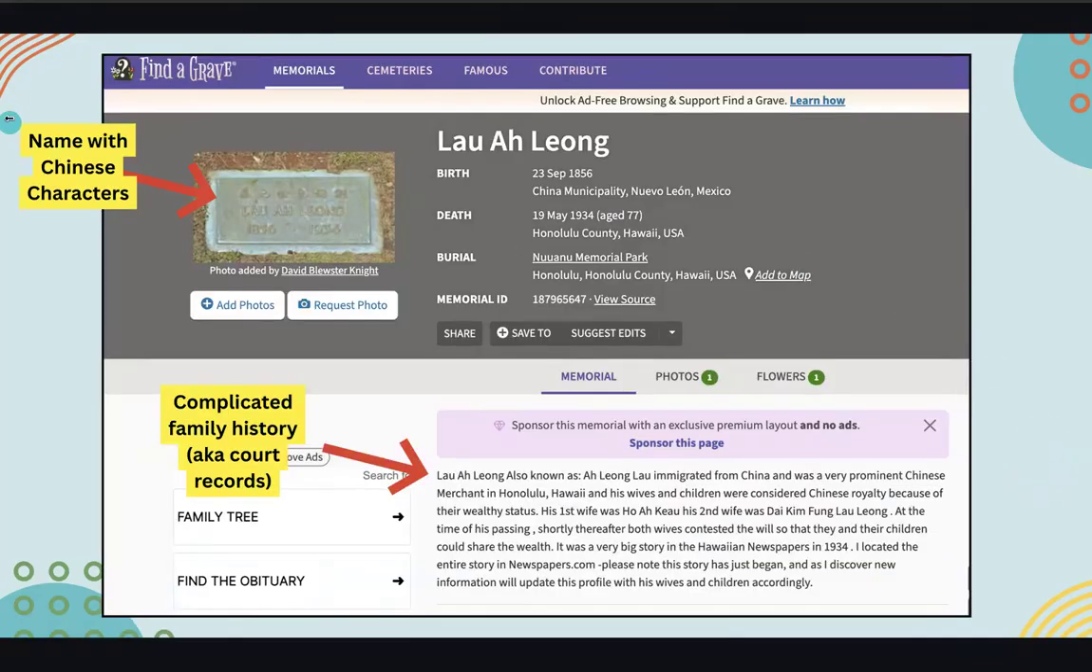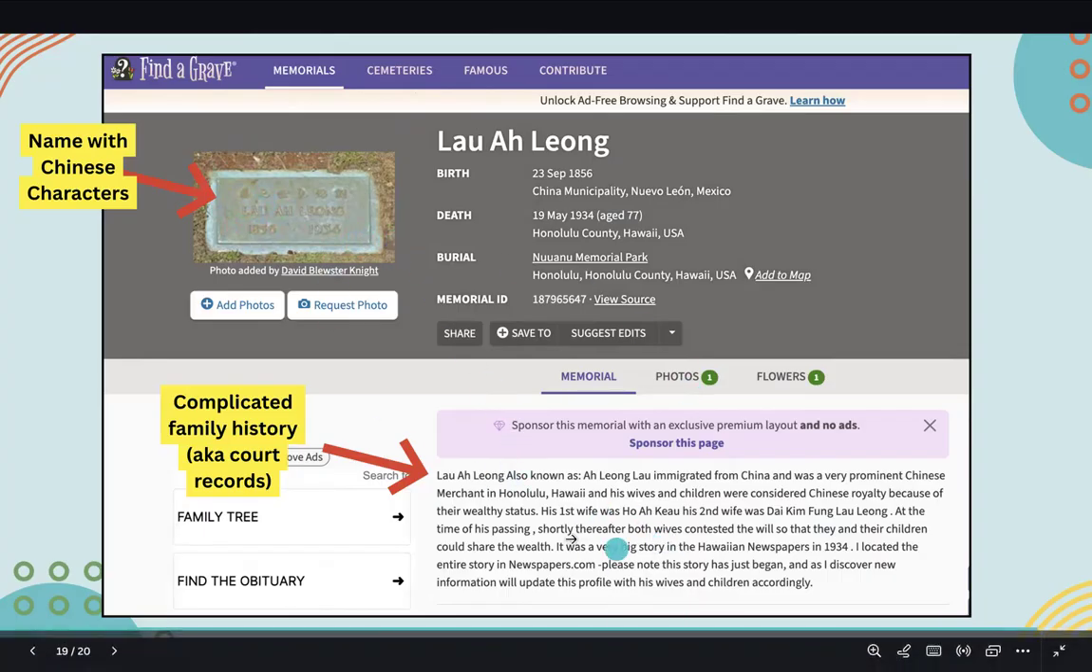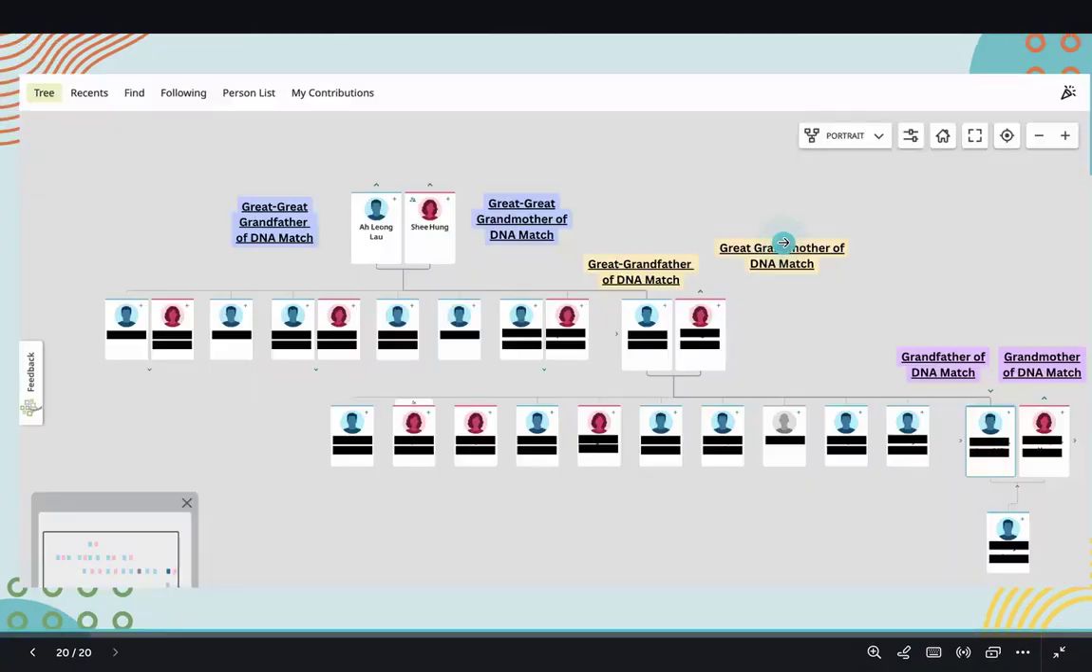One of the links also yielded a result on Find a Grave, which was great because as we've talked about before, having the Chinese characters can be so helpful if you wanted to go look up this guy in China, because now you have the specific characters the family used. This also confirms that there was a little bit of a complicated family history. We have multiple wives, we have a lot of travel between China, we have court records, things like that. So these are all different places that you can find more information.